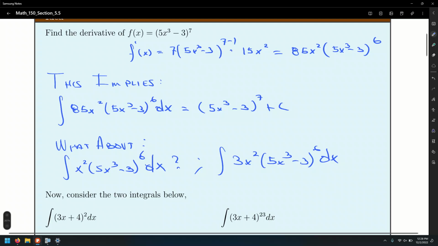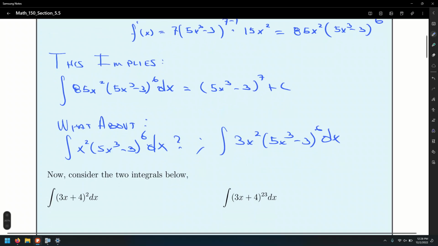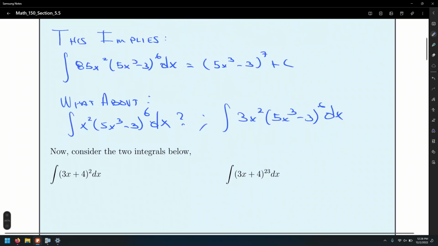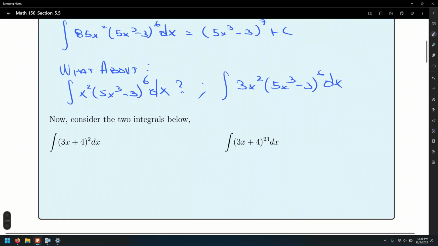So in this case, we cannot guess. I mean, we could sort of guess, but guessing is not going to be an efficient way to find the integral for this function. So we need a systematic way to get this done. Now, that's the motivation of why we do the u substitution. Let's get even more motivation. Now let's consider these two integrals.